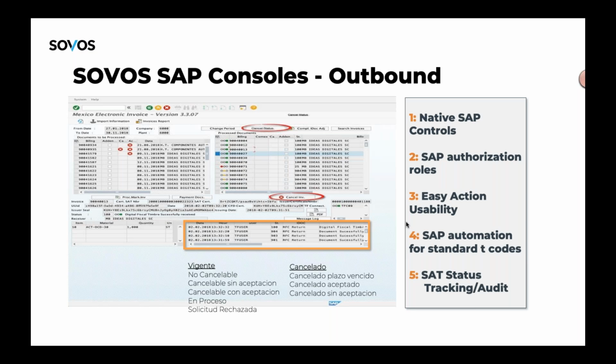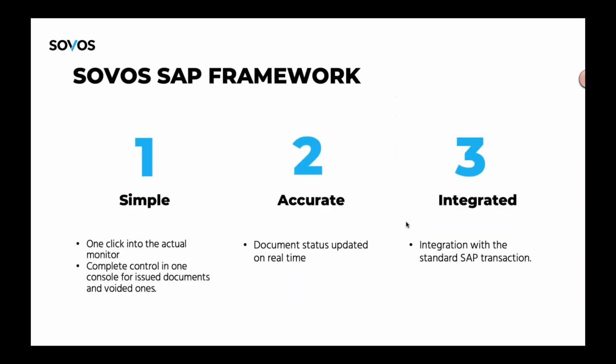And finally, it can be that the acknowledgement was accepted, or it was the cancellation without acceptation that I already explained in the process. So all these new statuses that the SAT published along with the web services are integrated with the Sovos SAP consoles. So you can see in the process that everything is in one platform. Everything is in the common SAP console that you use daily to produce your documents or receive your documents.